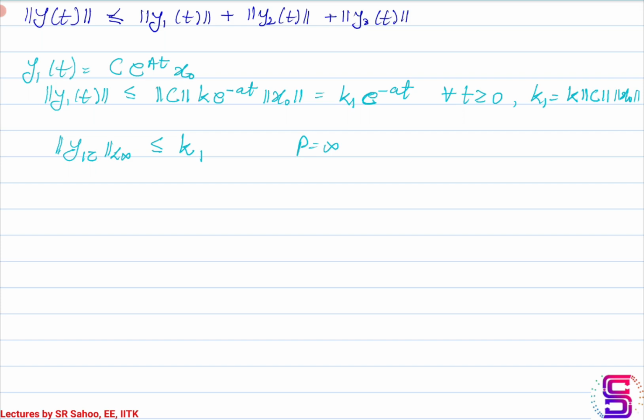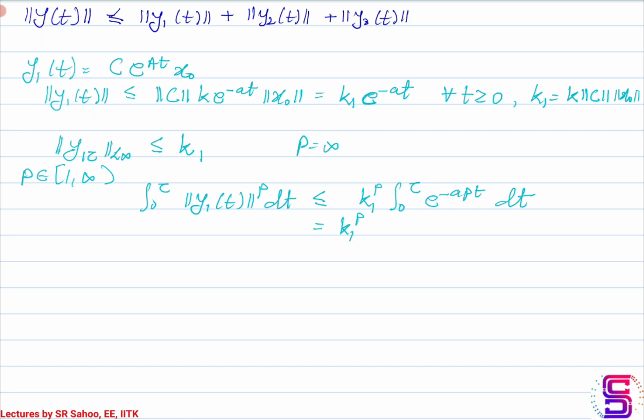Also, if you see for p not equal to infinity, in that case from the inequality that we have, the integral from 0 to tau of |y1(t)|^p dt will always be less than or equal to k1 raised to the power p, times the integral from 0 to tau of e^(-apt) dt. If you solve this, this is nothing but k1^p multiplied by (1 minus e^(-ap tau)) divided by ap, and this is less than or equal to k1^p divided by ap.